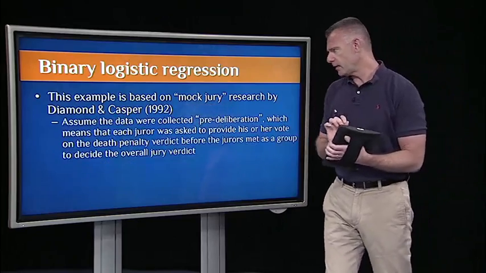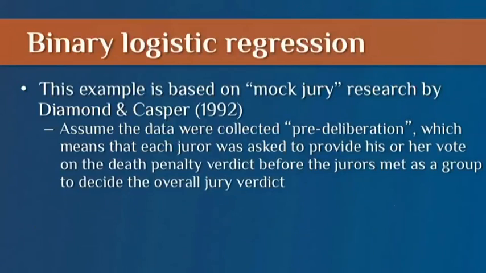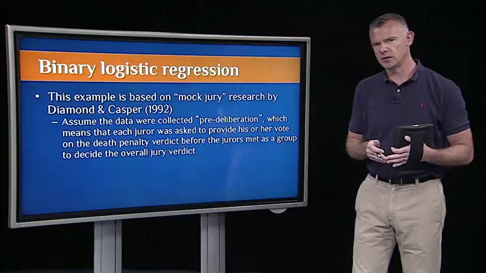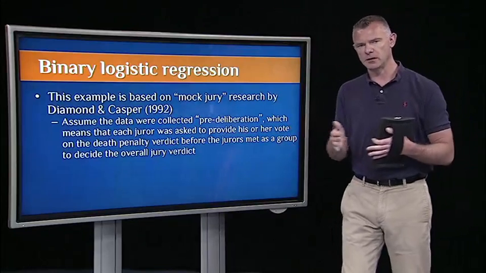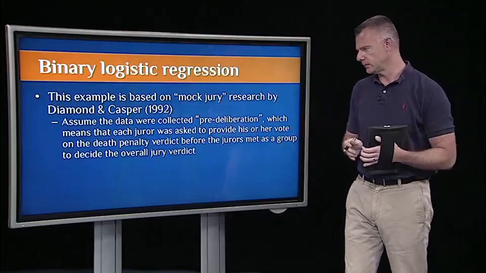So we're going to assume that the data were collected in this example, because this is the way it worked in the Diamond and Casper study. Let's assume that the data were collected pre-deliberation. What I mean by that is before the jurors got together to deliberate and discuss the situation, each juror was just asked, well, what do you think? How do you think you'll vote on this decision about the death penalty or a life sentence?